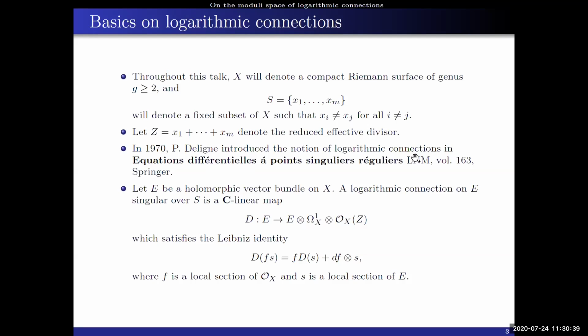The notion of logarithmic connection was introduced by Pierre Deligne in 1970 in his lecture notes, which are very useful, and it studies the regular singular points of differential equations. As far as the definition is concerned, let E be a holomorphic vector bundle on X. A logarithmic connection on E singular over S is a C-linear map D from E to E tensor Omega^1_X tensor O_X(Z), the line bundle corresponding to divisor Z, which satisfies the Leibniz identity: D(fs) = fDs + df tensor s, where f is a local section of O_X and s is a local section of E.